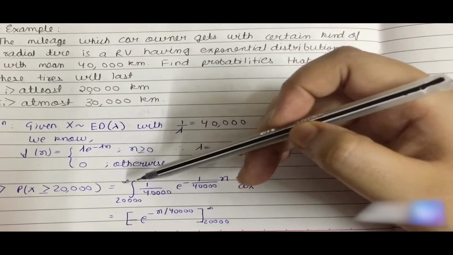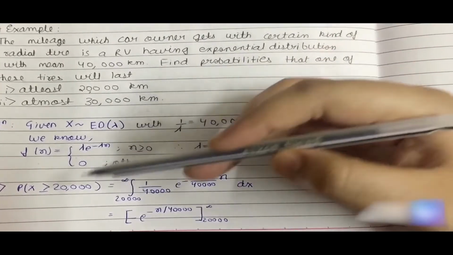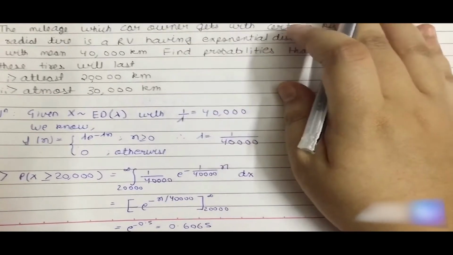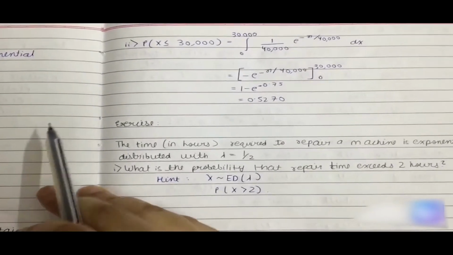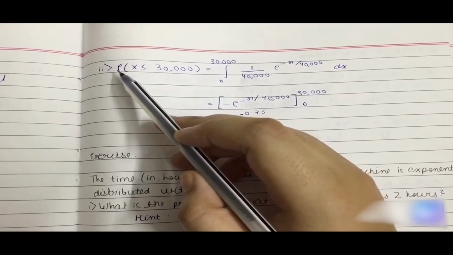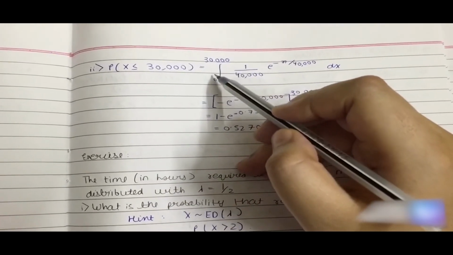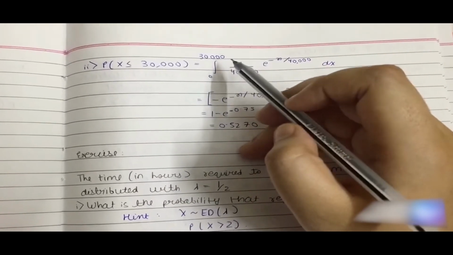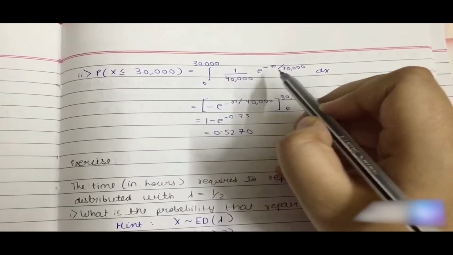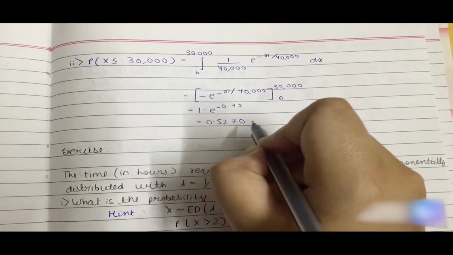So as we put it in the formula and integrate it using dx from 20,000 to infinity, we get the value as 0.6065. Now moving to the other part, which was at most 30,000 kilometers, which means P of x less than or equal to 30,000. So we can calculate it from 0 to 30,000, since x is always greater than or equal to 0, and we put it in the formula and integrate it. At the end we get the value as 0.5270.